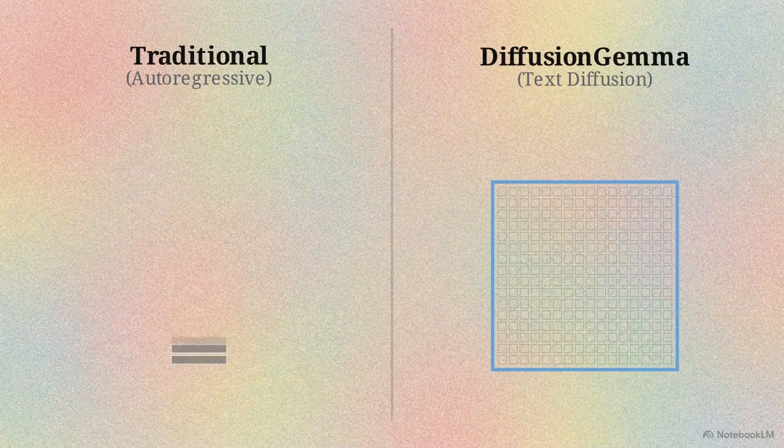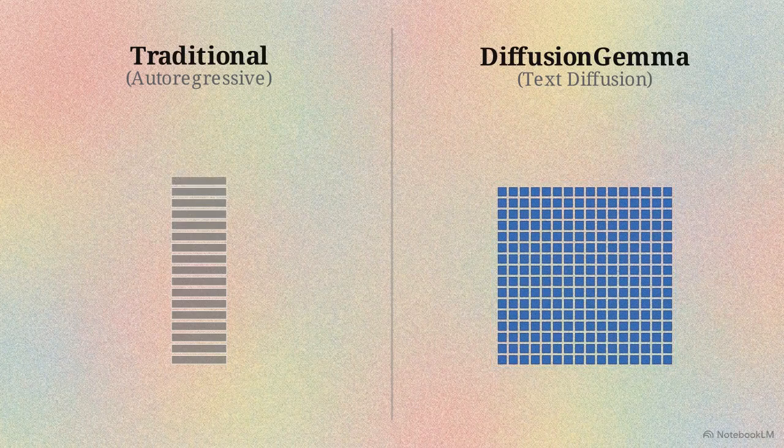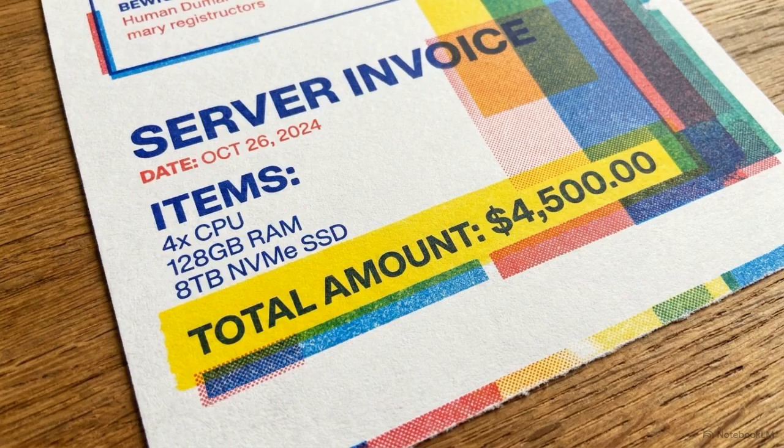Looking at this side-by-side comparison, the left shows traditional models stacking words sequentially. But on the right, Google's DiffusionGemma approaches text differently. It renders a grid of 256 tokens instantly, all at once. By rendering text simultaneously rather than word by word, the time required for generation is no longer tied to the length of the sentence, a shift that challenges the traditional sequential cost per token model.